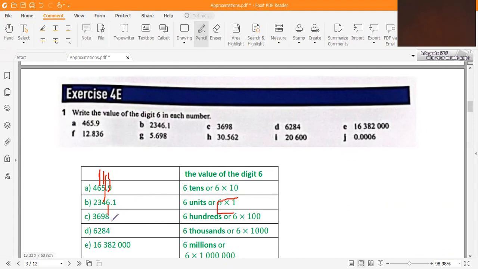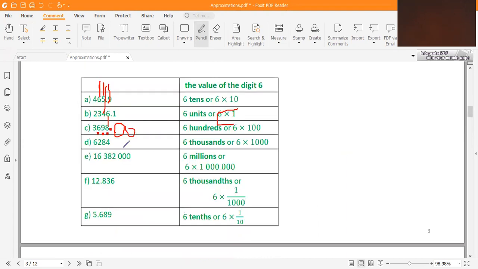And we have no decimal point. When we have no decimal point, it is an integer, so we can add a point on the extreme right of the number, with zeros if we want. So this is the units column. In another number, the 6 is located in the hundreds column, so 6 by 100 is the value of this digit 6.